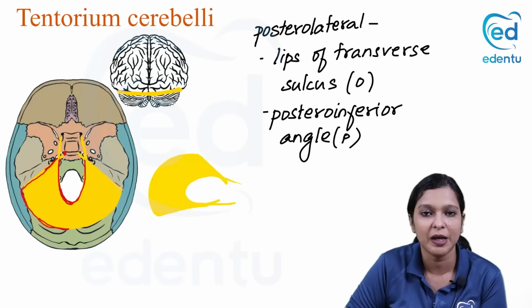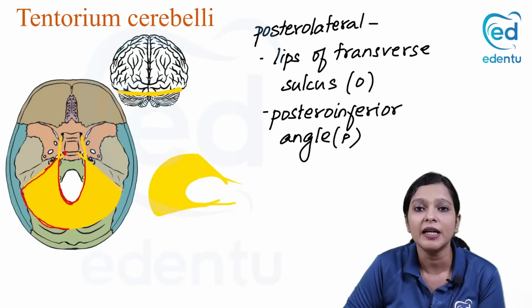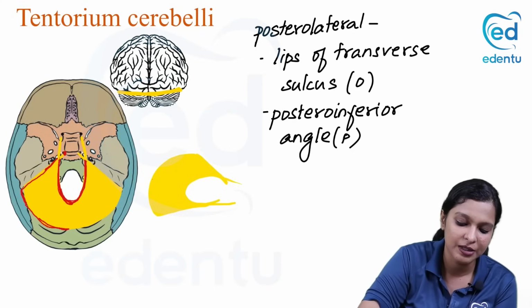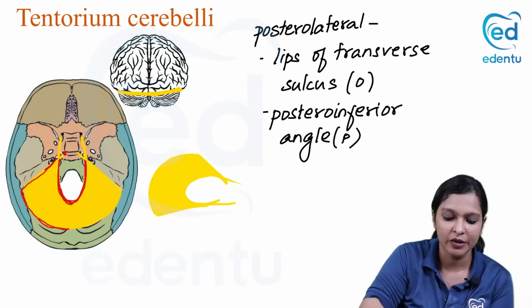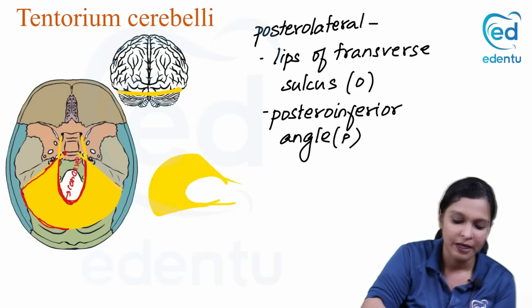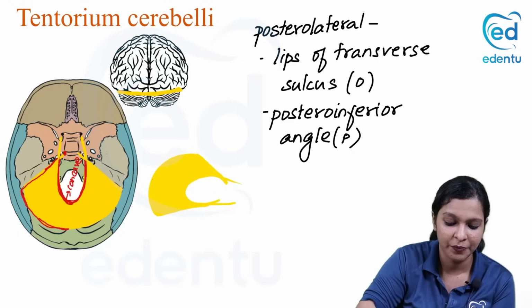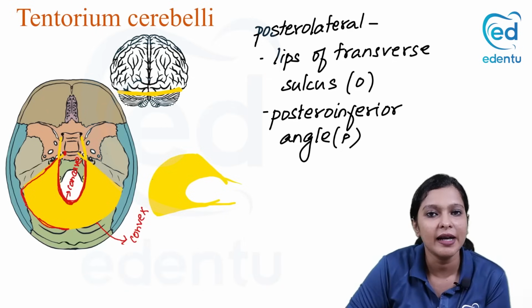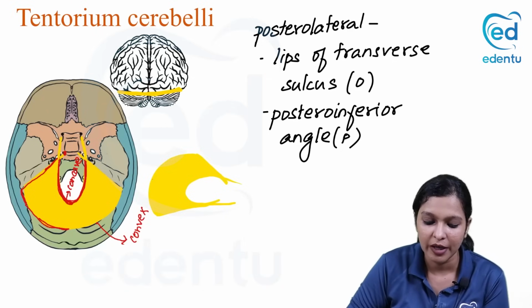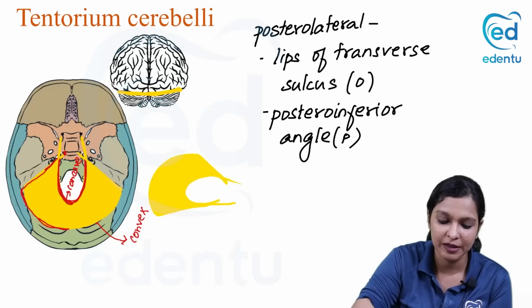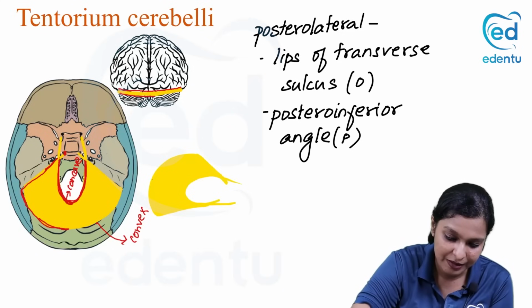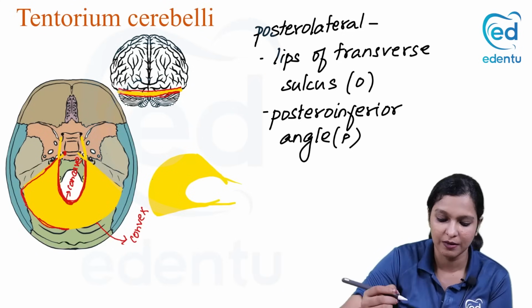The attached margin is posterior and it is convex in shape, whereas the anterior margin is concave. So this is concave, anterior and free, whereas this is convex, posterior and attached. The two surfaces, one is present above, the superior surface, and the other is present below, the inferior surface.